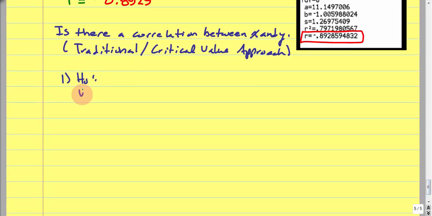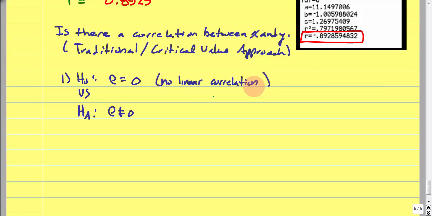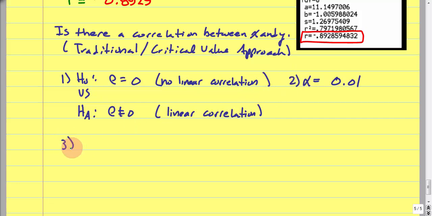So we're going to go through all the steps. Step 1, H0 versus HA. Rho equals 0 versus rho not equal to 0. So rho equals 0 is no linear relationship or no linear correlation. And then of course rho not equal to 0 would be there is a linear correlation. Step 2 is alpha, and for alpha let's go ahead and use the 1% level of significance. Step 3, let's go ahead and calculate our critical value.